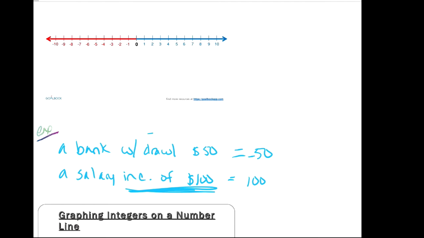So when we're talking about loss, then that's represented by a negative. When we're talking about gain, then that number is represented by a positive.